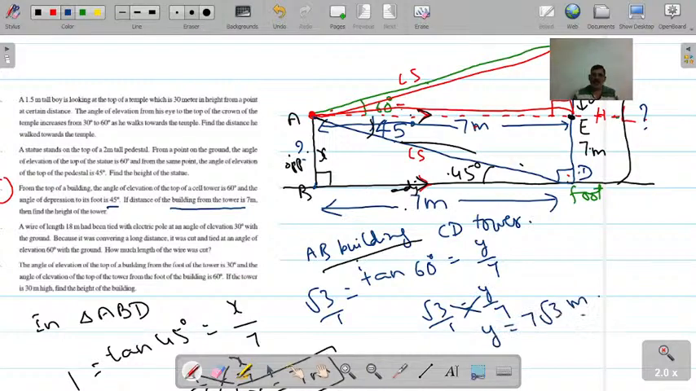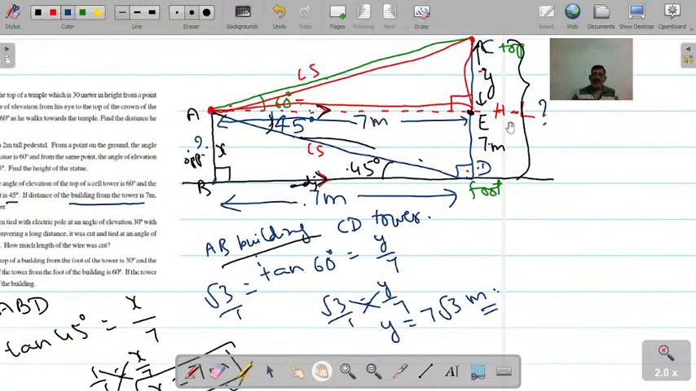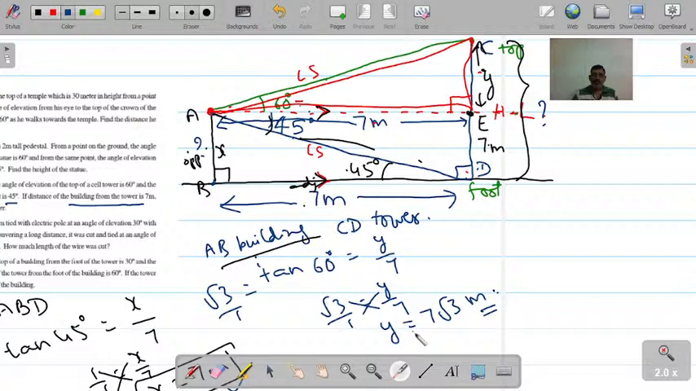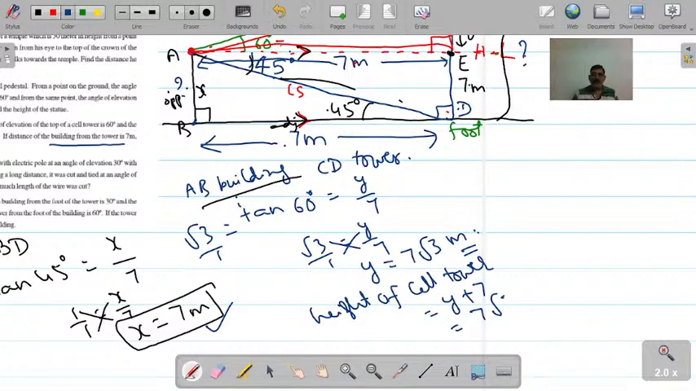Now can we say that this is the height of the tower? The height of the building we already got, this is 7 meters. This is not the height of the cell tower. Observe here, the height of the cell tower is this plus this. You just observe it. This is y and this is 7. So y plus 7 is the height of the cell tower. So for getting the height of the cell tower, what to do? y plus 7. So 7 root 3 plus 7.